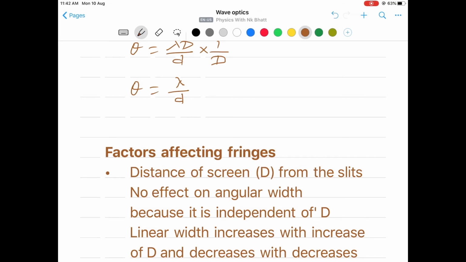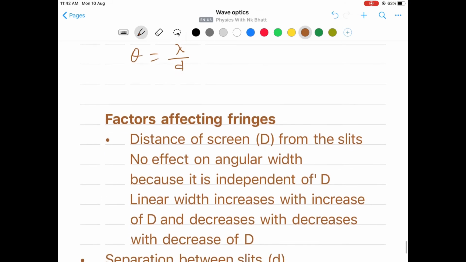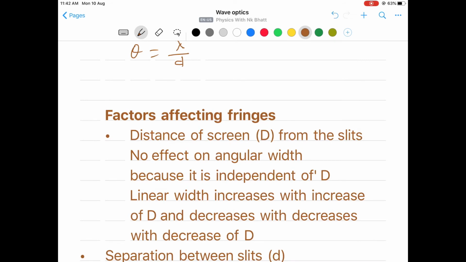The first factor is distance of the screen from the slits. Since angular width is independent of capital D, there is no effect on angular width. It means wherever we put the screen, we will get the fringes of same angular width at all the locations. But linear width is directly proportional to capital D. If capital D increases, then linear width also increases. If capital D decreases, then linear width will also decrease.